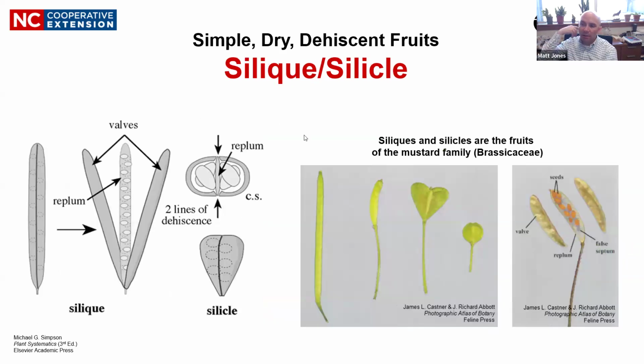Silicles and siliques are the fruits of the mustard family. They're called siliques if they're long and slender, and silicles if they're short and squat. They look sort of like legumes. They do open up on two sides, but instead of being attached to the outer fruit wall, there's another bit of tissue called a replum that the seeds are attached to. Well, here's this each outer part, and here is the replum with the seeds attached.